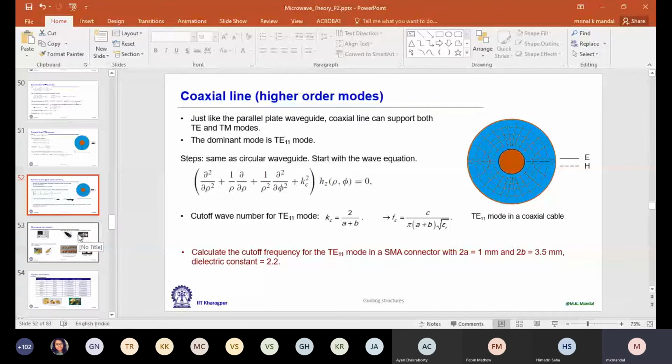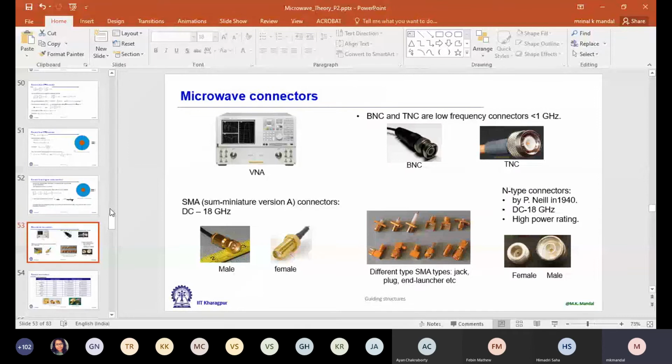Well, now the next interesting topic, that is the connectors. If you deal with microwave circuits, you will have to handle different types of connectors, and you should know they have different names. All these connectors are actually different forms of coaxial cables only. They have an inner conductor, outer conductor, and dielectric material. They are used to connect different components.